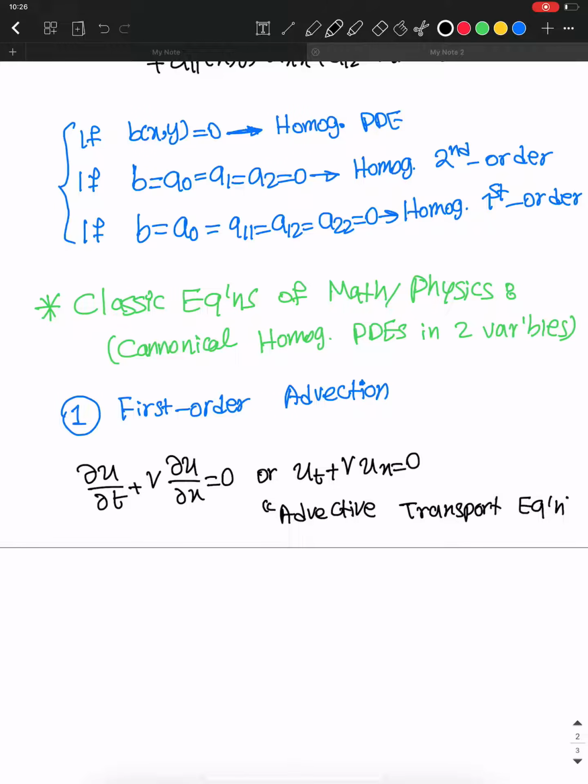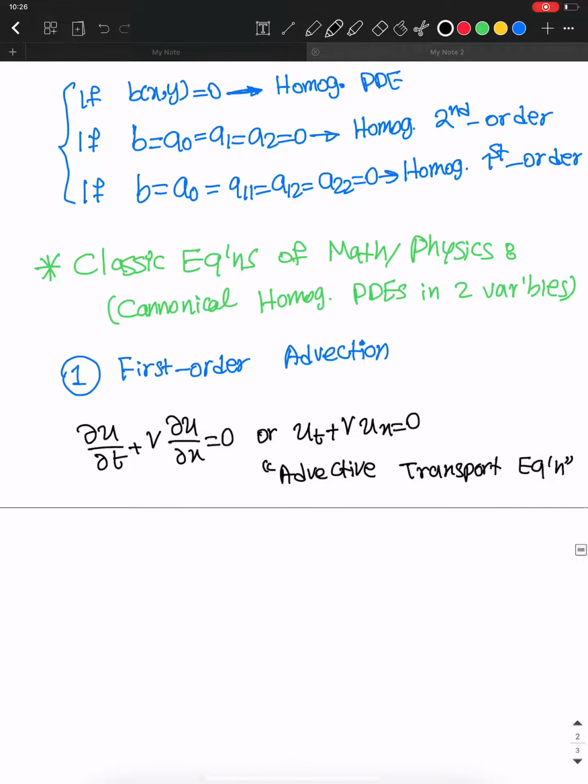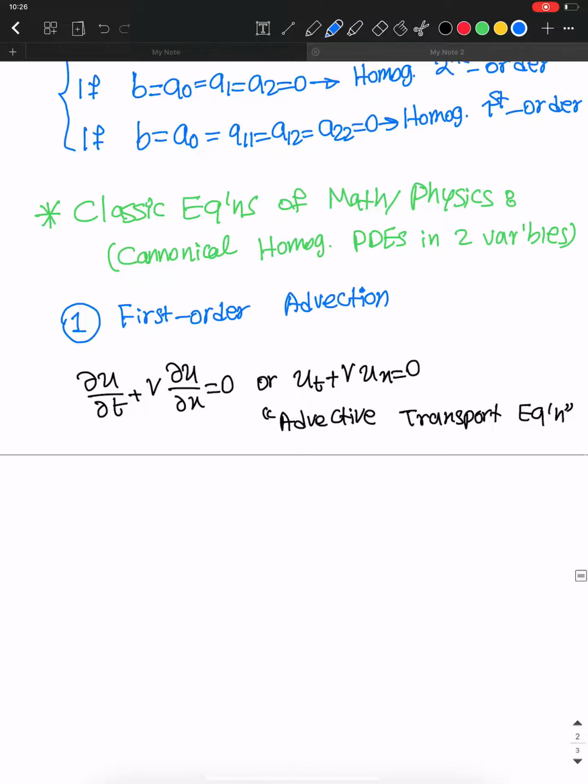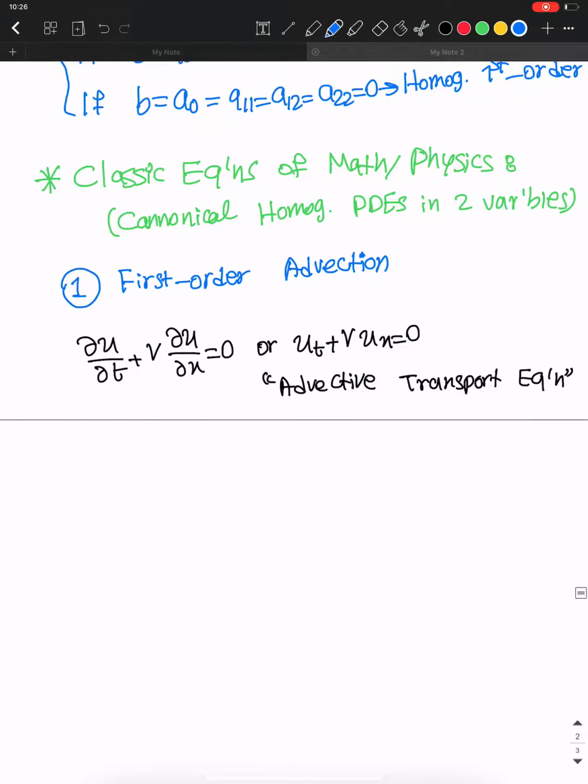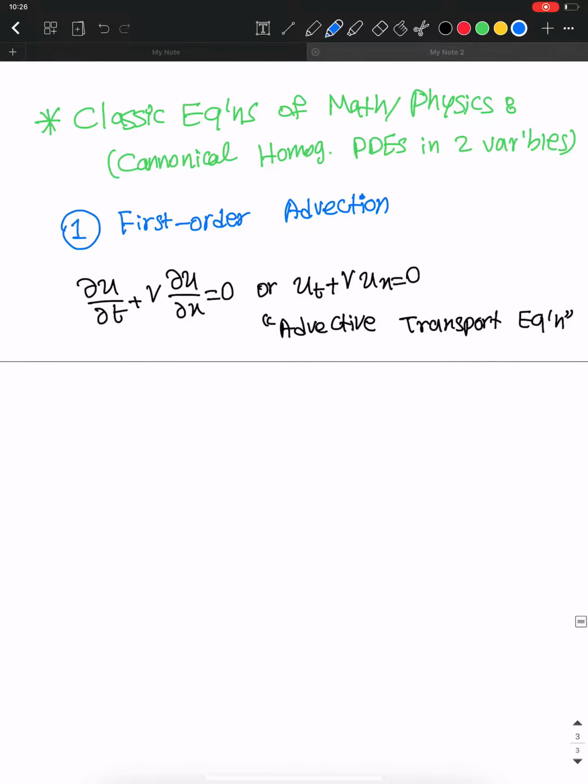And we will come back to this, why this is an advective transport equation, when we talk about the method of characteristics, and we show how this equation and its solution look like. Okay, so this was the first famous equation.